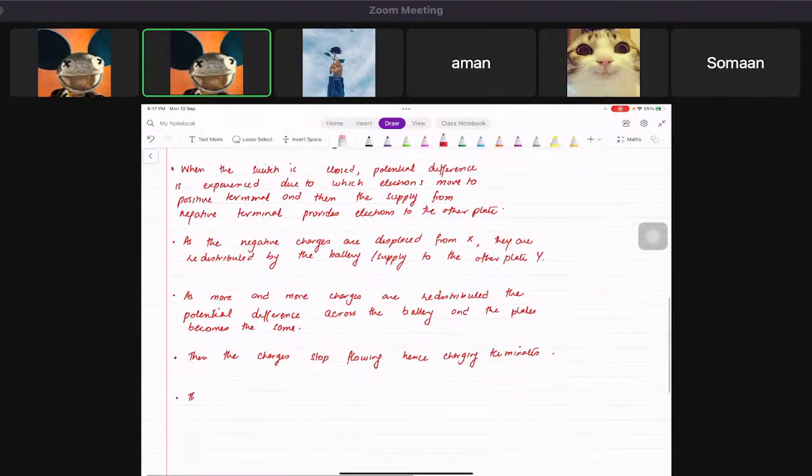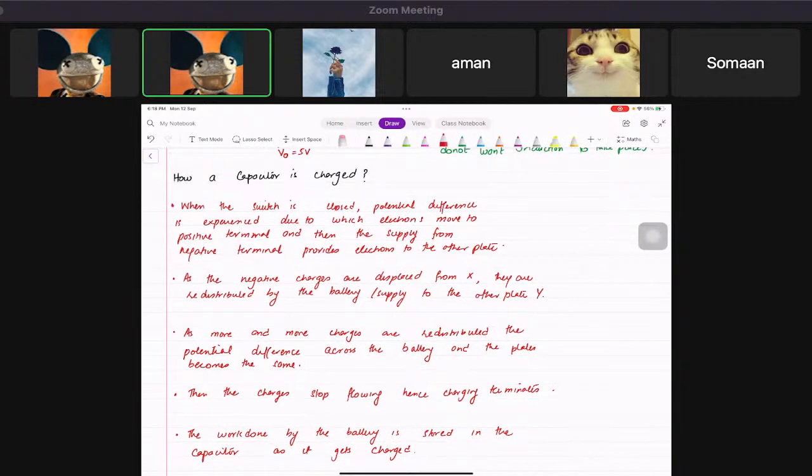The work done by the battery is stored in the capacitor as it gets charged. Is it clear, everybody?